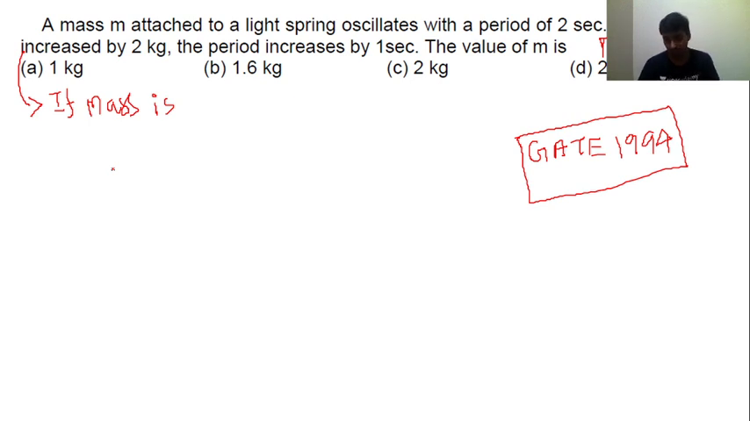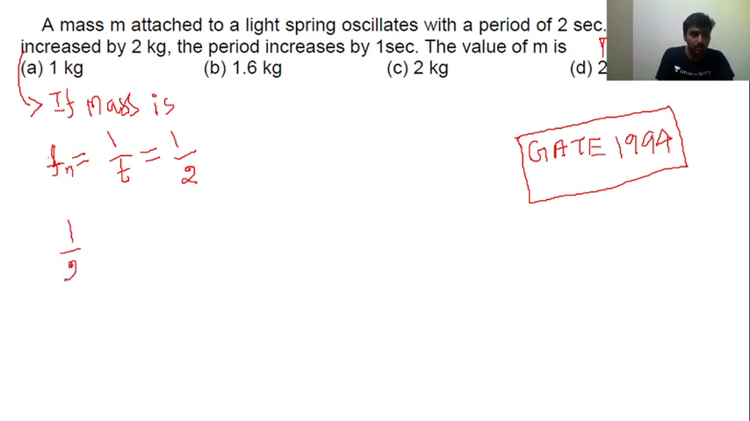The value of m, here we need to identify the mass value. First, the mass m, the natural frequency, where we are given a time period. We know that natural frequency Fn is equal to 1 divided by time period. The frequency is equal to 1 divided by 2 pi into root of S.